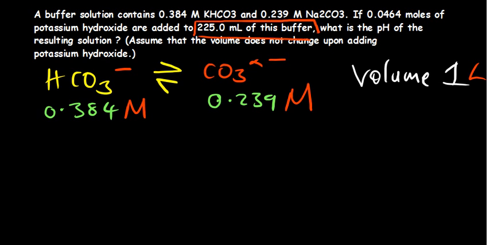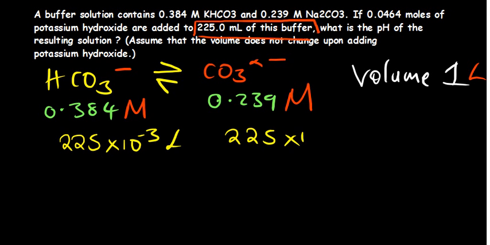So we have our molar concentrations as the units of our concentrations as indicated, and of course we've now been given the volume of 225. If we have 225 milliliters, that's the same as 10 to the power negative 3 liters. So we should be able to find the number of moles of these two.